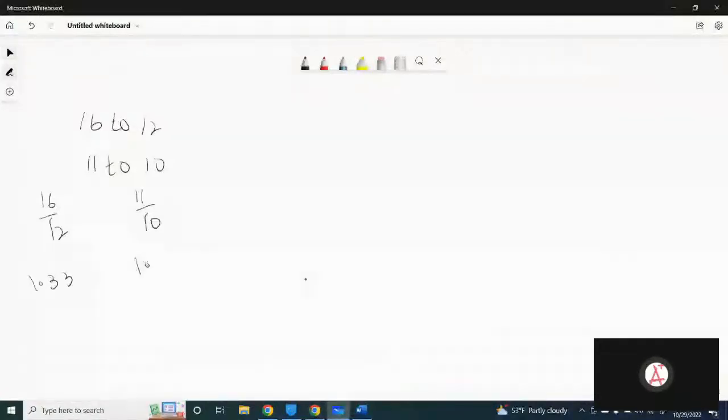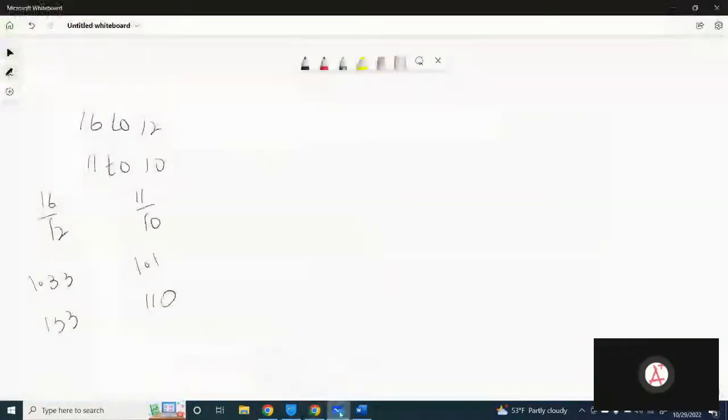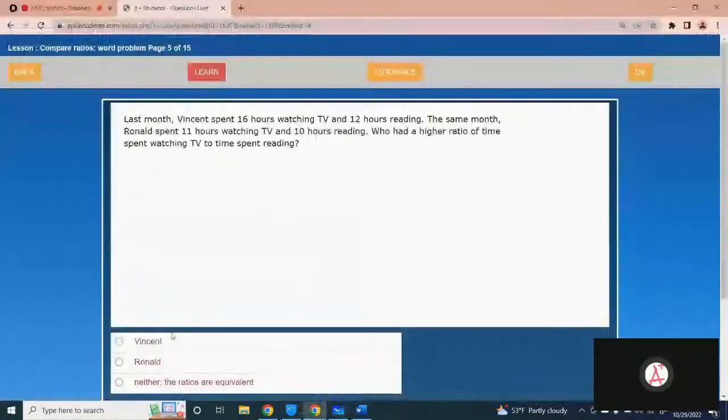So just multiply them by 100. So it would be 133 and 110. So who had the lower ratio? That would be 11 to 10. Who had the higher ratio? Okay, the higher ratio is for the first one, 16 over 12. So 16 over 12 is for Vincent. Got it? Okay, you can complete the test by yourself later today.